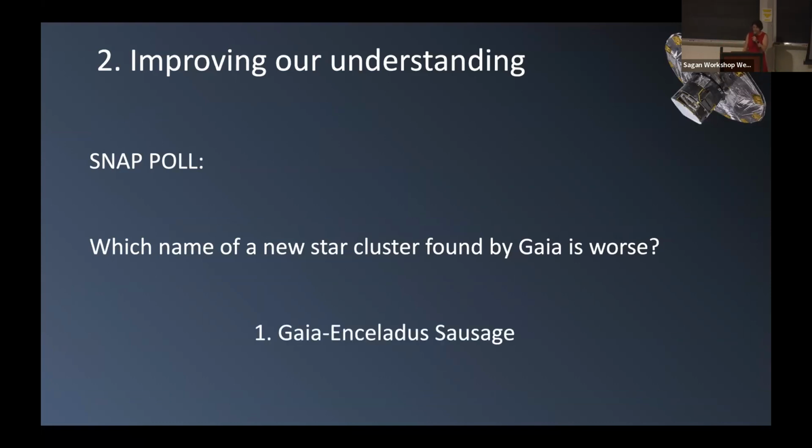The Gaia Enceladus sausage. I think Melissa talked about this morning. Or Group X. All right, put your hand up if you think Gaia Enceladus sausage is the worst name. All right, that's a lot of people. Group X. Okay, so it looks about 60-40, sausage is worse versus Group X is worse. Side note, astronomers should not be allowed to name things ever.